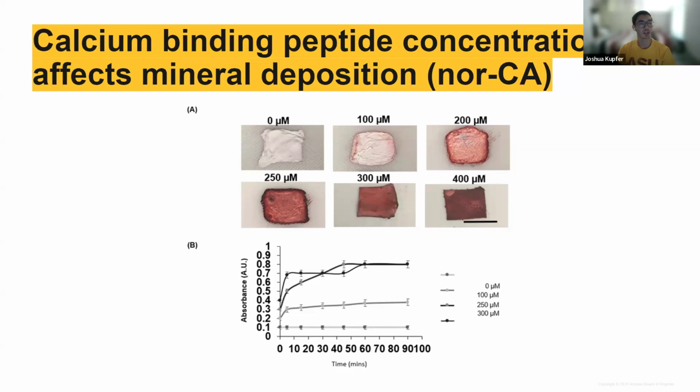Using absorbance spectroscopy to compare the stains for 4 different peptide concentrations over varying incubation times, a higher incubation time was found to increase mineral deposition. Both 300 micromolar and 250 micromolar concentrations of peptide had similar maximum values at higher incubation times, meaning that there may be a maximum amount of mineralization possible independent of peptide concentration and incubation time.